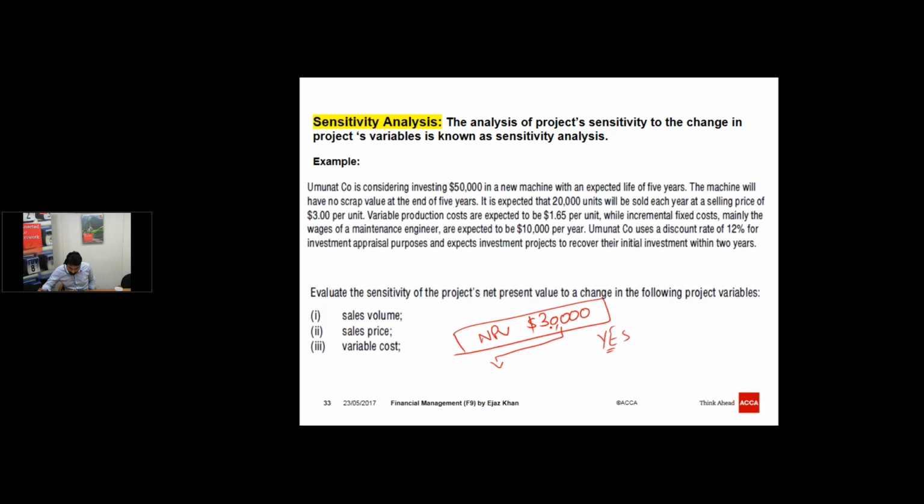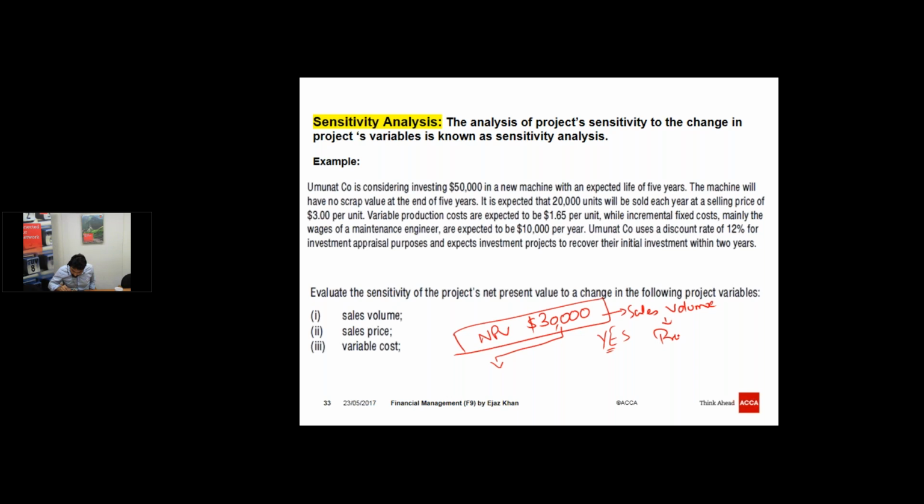If the sales volume goes up, the NPV will increase, so it will not be a worry for us. But in the same way, there is a chance that the sales volume may go down. And in case it goes down, it will reduce our NPV and it might make our NPV negative. So the net present value depends on the sales volume, and this is called a project variable.